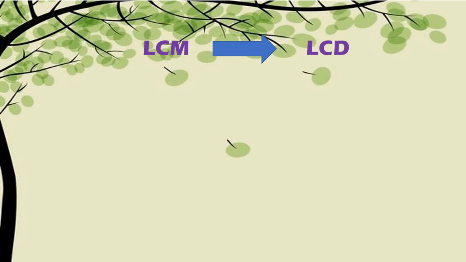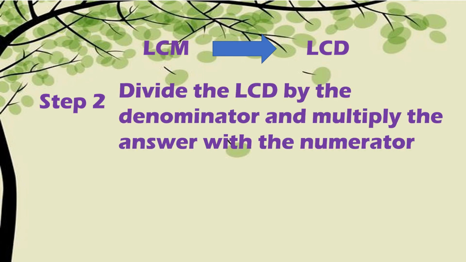Take note that LCM or least common multiple is called LCD or least common denominator once it is used in fraction. Step 2. Divide the LCD or the least common denominator by the denominator and multiply the answer with the numerator.